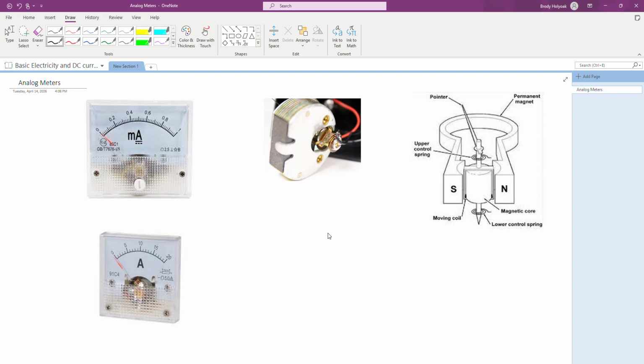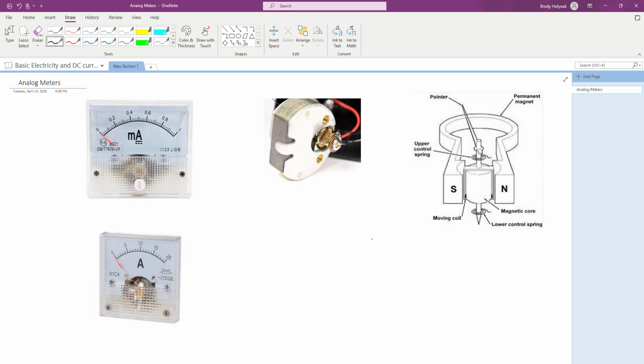The next thing I'm going to talk about is different kinds of meters and different ways to measure the values that we are calculating. So when we go into the lab situation, or when you're using these in real life, real world examples, you can actually get the measurements that you're after. So one of the things that we use is an analog meter.